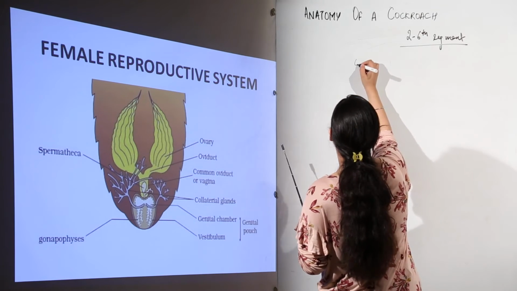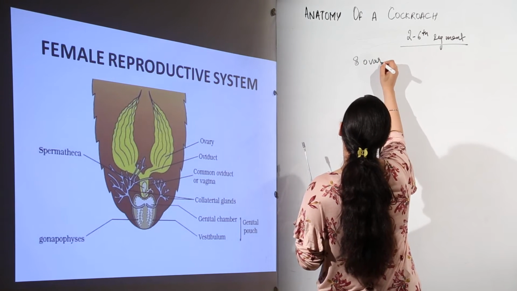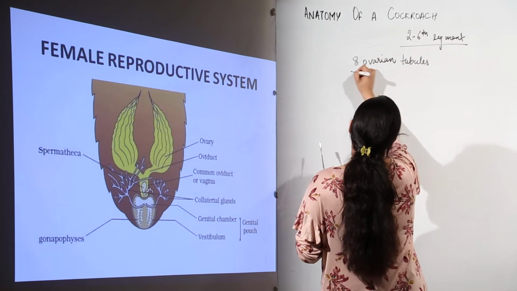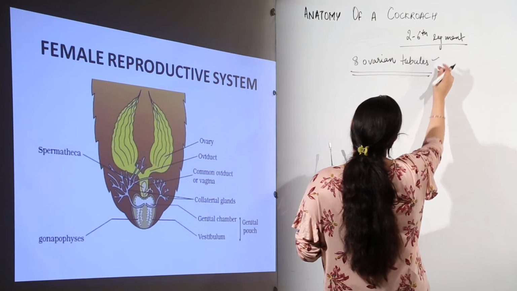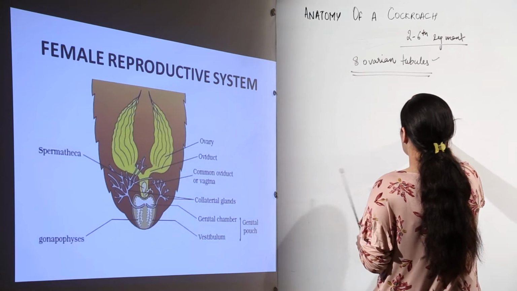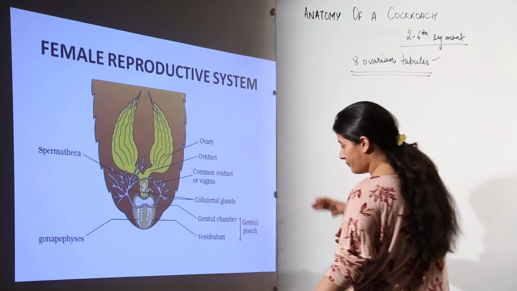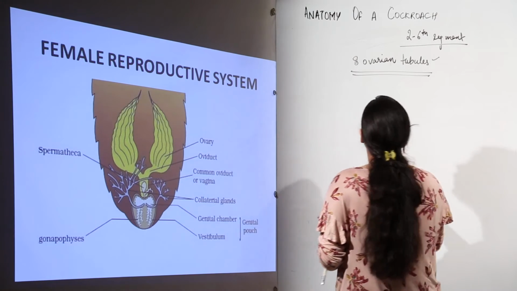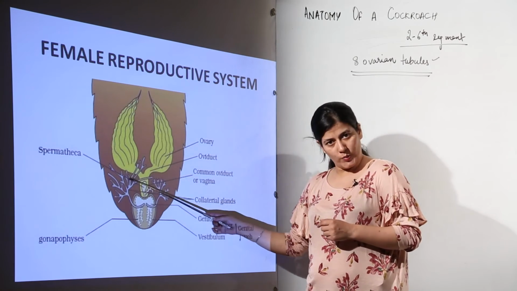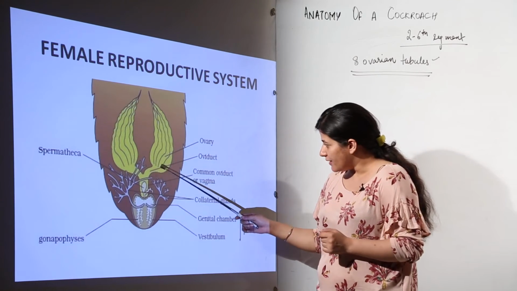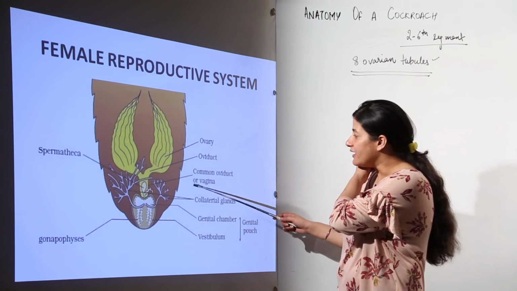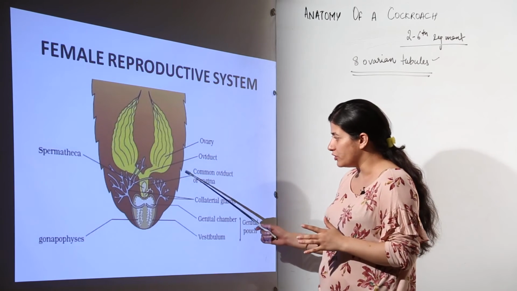Each ovary is composed of 8 ovarian tubules. 8 ovarian tubules form each ovary, and inside each ovarian tubule there are various developmental stages of the egg. Then these ovaries open up into an oviduct. Individually each oviduct comes and combines into the common oviduct that is present at around the 7th segment, and that is known as the vagina, the other name for that common oviduct.